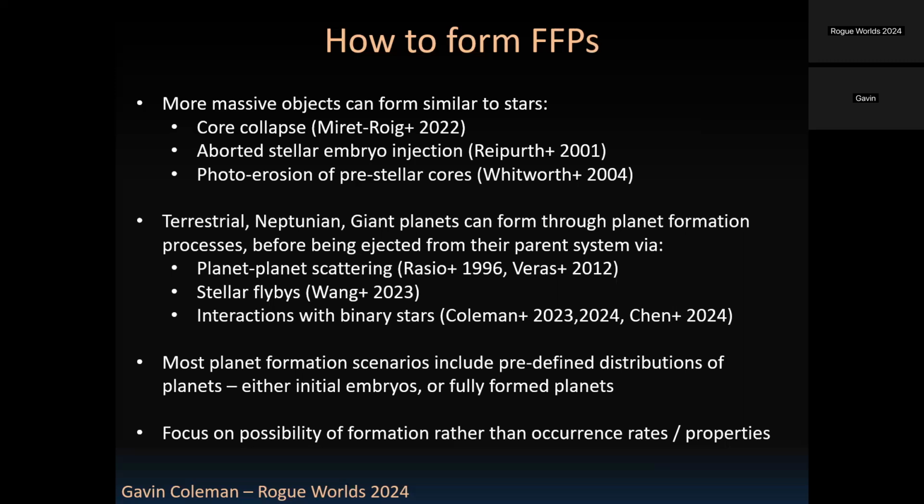So one of the things that I focus on a lot is trying to get rid of this assumption and actually start with no embryos in the disk. They actually form through what's known as spinning spheres and gravitational clouds. The other thing I try to do in a lot of this is focus on the possibility of formation of the FFPs, rather than just the occurrence rates and properties or how they form effectively.